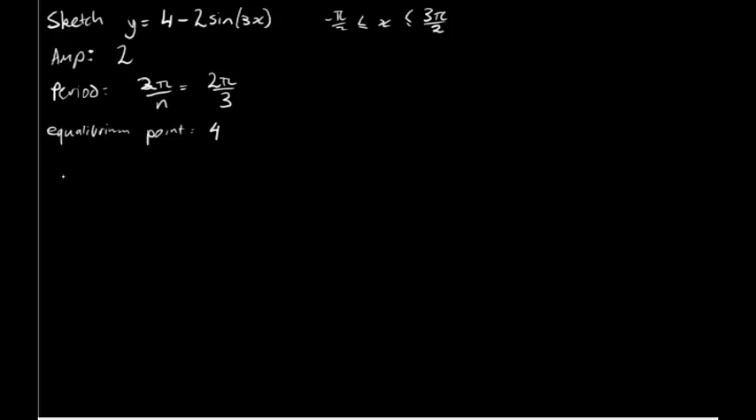So we can now look at our oscillations. From 4, it oscillates an additional 2, and it goes down from 4, it goes down 2. So it oscillates between 2 and 6, which is our range. Because we go from 2 to 6, there are no x-intercepts. It doesn't go below 2.